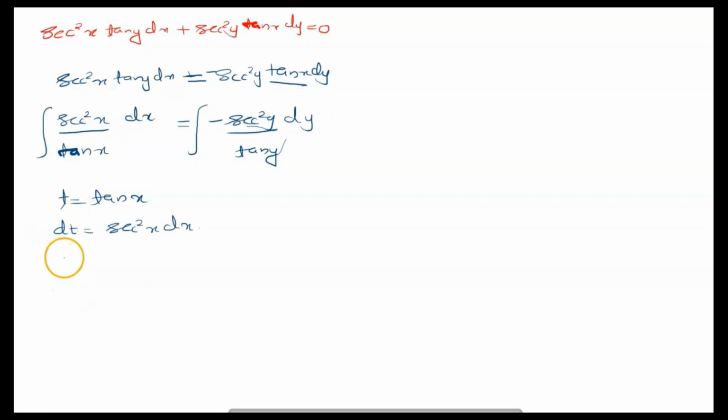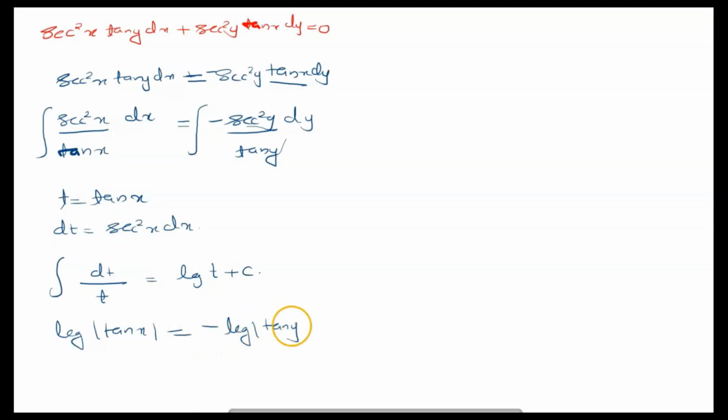If you substitute here, this is the integral of dt by t, which is log t plus constant. So we can write it as log tan x equal to minus log tan y plus c. So this is log tan x plus log tan y equal to c. That means log a plus log b is log ab.